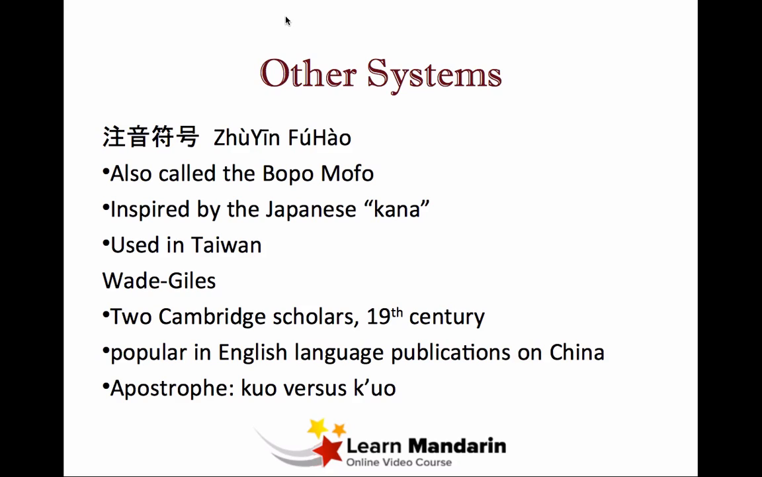The next system is the Wade-Giles system. As the name suggests, this was an invention made by 2 Cambridge scholars, Thomas Wade and Herbert A. Giles, at the turn of the 19th century. For many years, this system was the most commonly used romanization in English language publications in China. Its main characteristic is that it distinguishes the plain initial consonant from the aspirated, g from k, d from t, j from ch, etc. in the Pinyin system by placing an apostrophe after the latter. So guo versus kuo, for example, as we can see here.